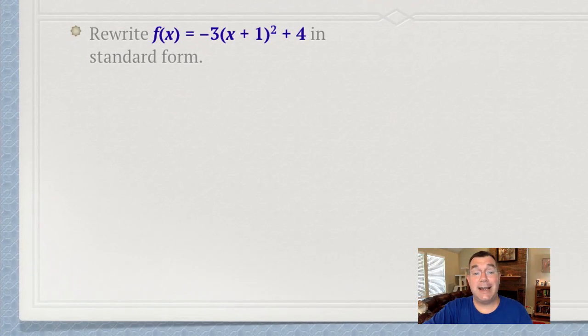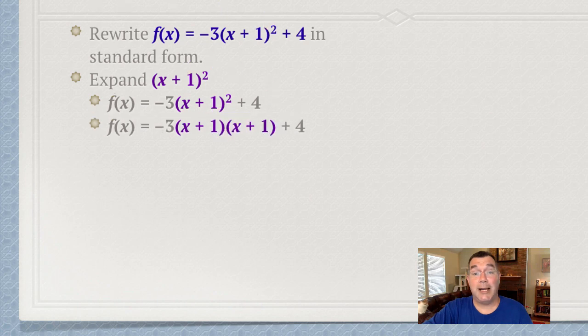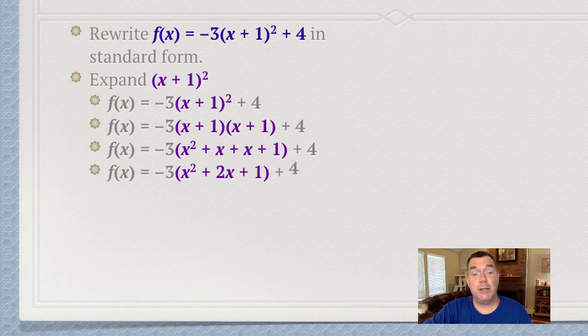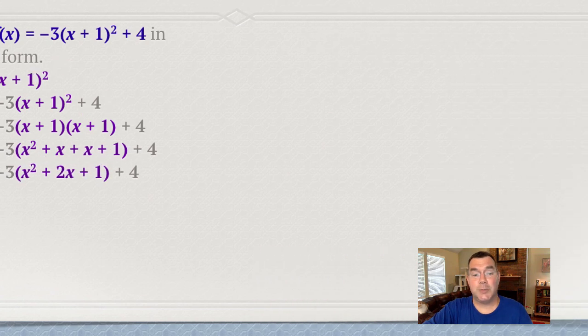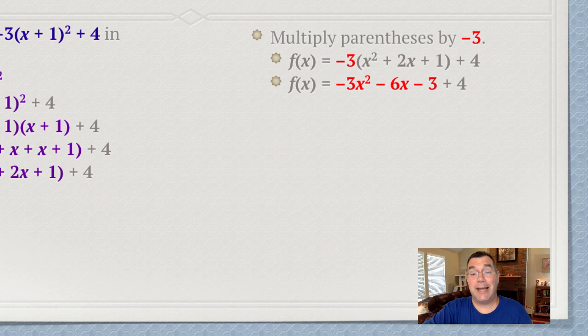F of x equals negative 3 times x plus 1 squared plus 4. So the first thing I do is I square the x plus 1. Remember, that means I multiply x plus 1 by itself. So that is x squared plus x plus another x plus 1. So that's x squared plus 2x plus 1. Now I'm ready to multiply the parentheses by the negative 3 that's outside using distributive property. And that gives me negative 3x squared minus 6x minus 3.